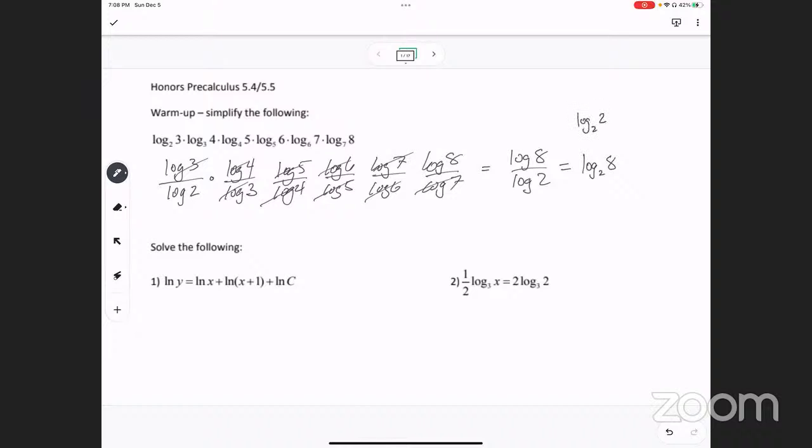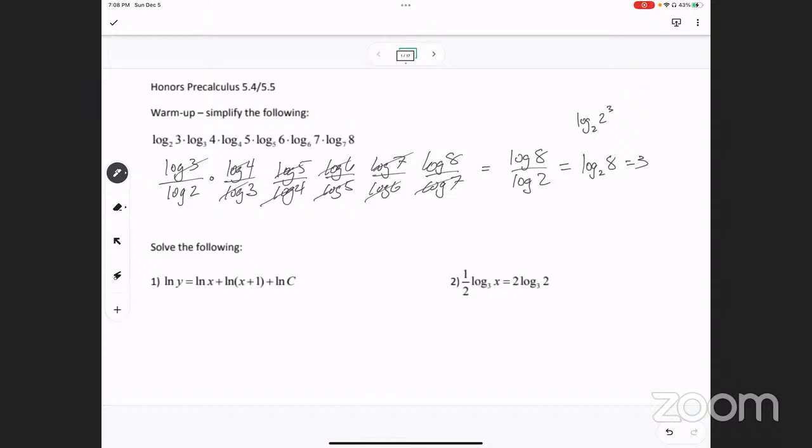That's like saying log base 2 of 2 cubed. So that's basically like saying 2 to what power equals 2 cubed? Well, that's just 3. So that entire thing just equals 3.